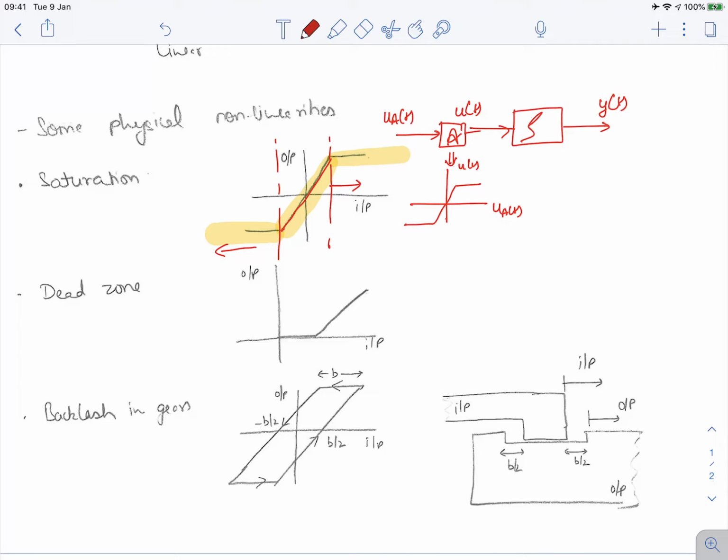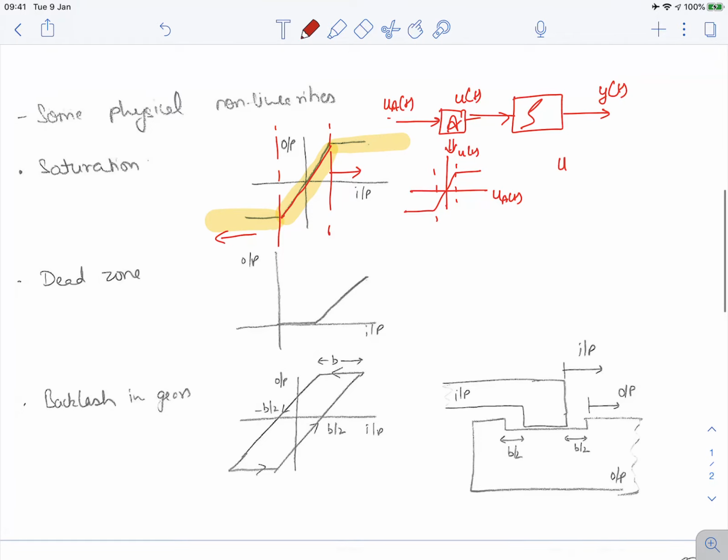Meaning to say, if u_a of t is in this zone, then there is a linear relationship between u and u_a. Afterwards, u of t would remain constant irrespective of whatever you apply. Okay, so this is the most generic type of nonlinearity which you would see in your DC motor experiment as well. The second one is the dead zone.